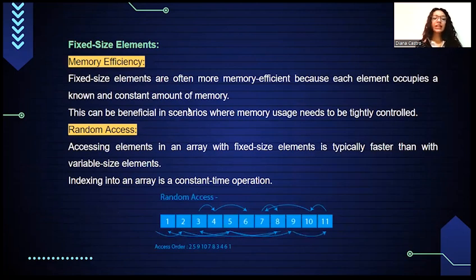Some benefits of the fixed size: it is more memory efficient, because each element occupies a known, constant amount of memory. You already know how much memory you have, so it can be more tightly controlled, and this can be beneficial in some scenarios. The other one is random access. Accessing elements in an array with fixed size elements is typically faster than with variable size elements. Indexing into an array is a constant time operation.